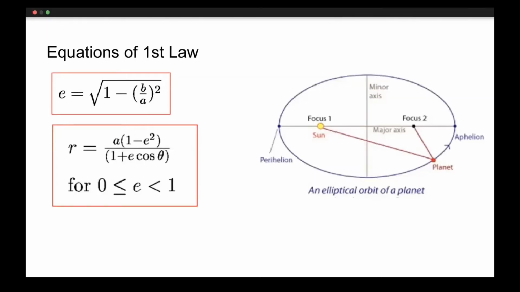The equations of the first law are such that eccentricity e is equal to the square root of 1 minus (b over a) squared, where b is the semi-minor axis and a is the semi-major axis. For the second equation, r equals a(1 minus e squared) over (1 plus e cos theta), where theta is the angle made by the planet with respect to the orbit, while r is the radius of the orbit.